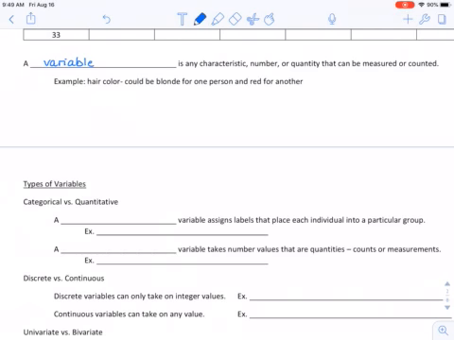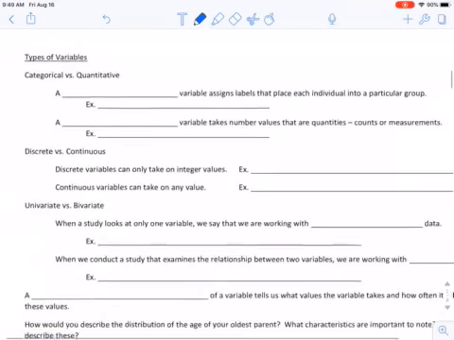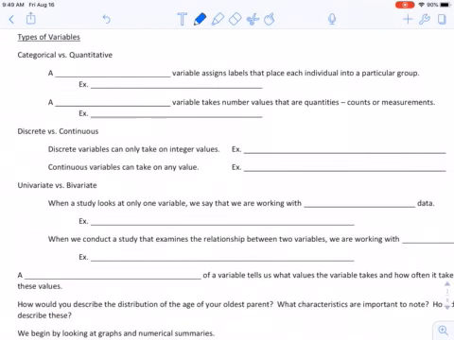And then we get into categorizing them further on the next page. Variables can be categorical or they can be quantitative. Another way to think of the categorical is qualitative, which I'm hoping is a term you've heard before. The first blank is for that categorical, for the qualitative. It assigns labels. A categorical variable assigns labels that place each individual into a particular group. So when I was saying that a variable could be hair color earlier, that would be a categorical value.